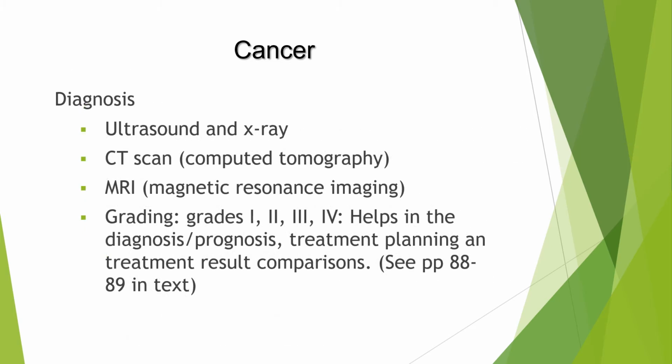Continuing on with more diagnosis. An ultrasound and X-ray can bring light to a potentially cancerous issue. CT scans and MRIs as well. When diagnosing cancer, the severity of the tumor is usually graded. These grades are 1, 2, 3, and 4 in Roman numerals. Knowing the grade of cancer a patient has helps in treatment planning and treatment result comparisons. See pages 88 and 89 in your text for an in-depth explanation of this.